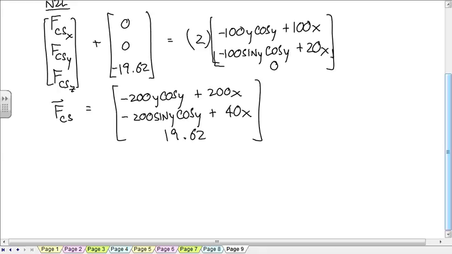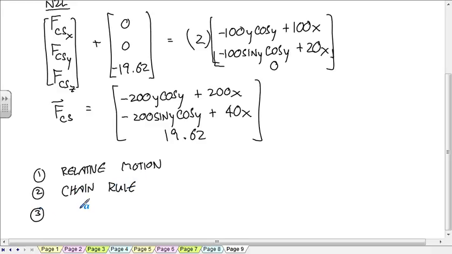So yeah, the challenge for the test tomorrow is to recognize when you have to use relative motion and be able to do that, recognize when you have to use the chain rule and be able to do that. And third, recognize when you have to use circular motion equations. That part's not too hard if it's moving in a circle. But know how to use those. Anything else is really just applications of the same differential equations that we did for the last test.